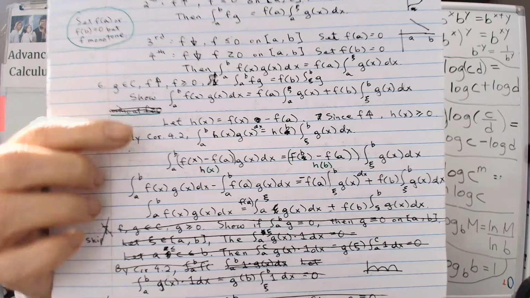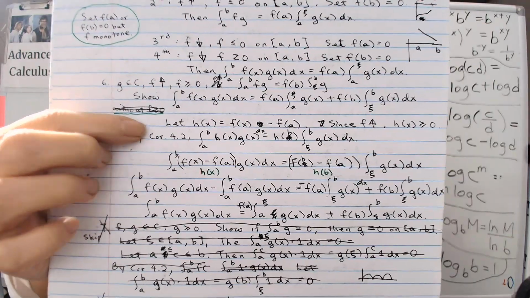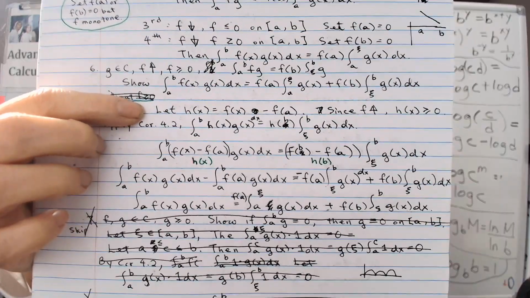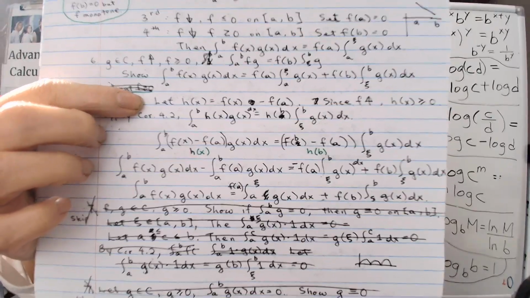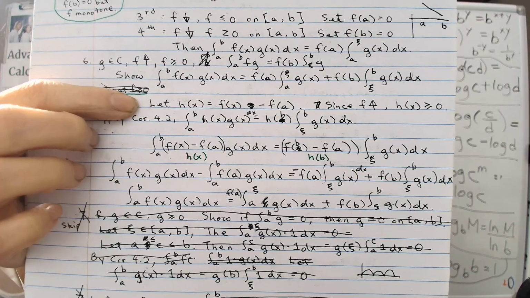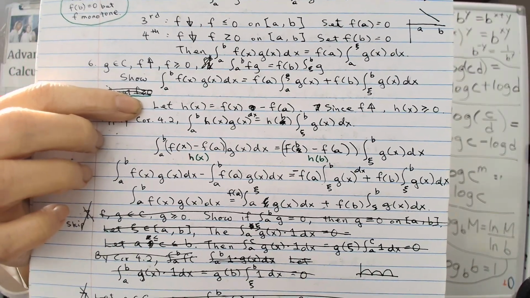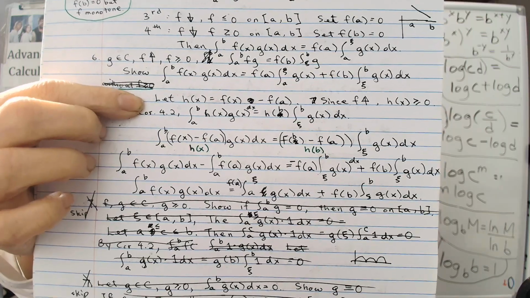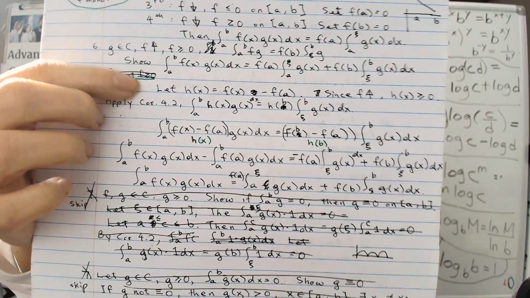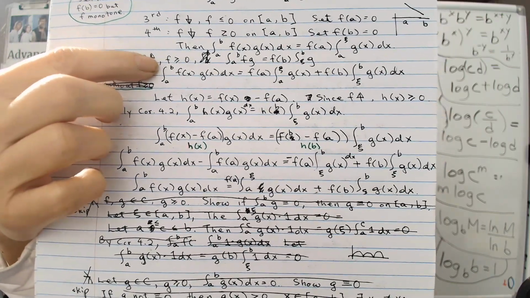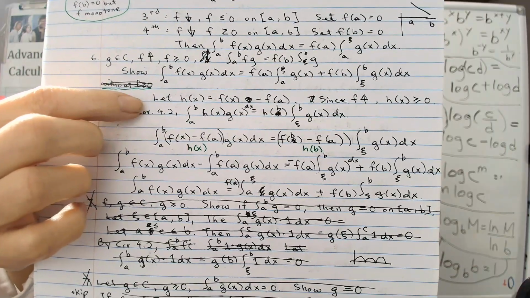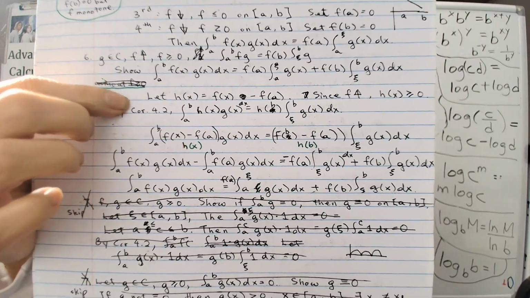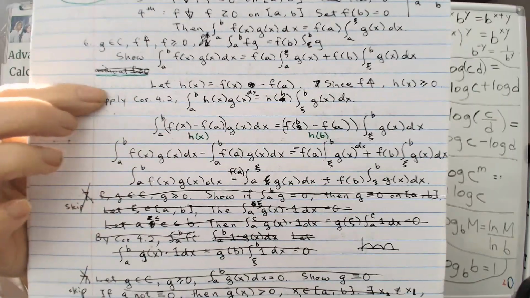Okay, so to do that, we're going to create a function that is bigger than 0. We'll just let h equal to f of x minus f of a, and since f is an increasing function, then h of x has to be bigger than or equal to 0. That's because we know that f is bigger than 0. So it starts out bigger than 0, fa has to be bigger than 0. So then h of x is bigger than 0, at least for the interval ab that we're talking about.